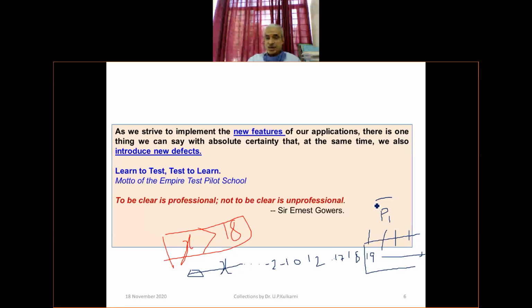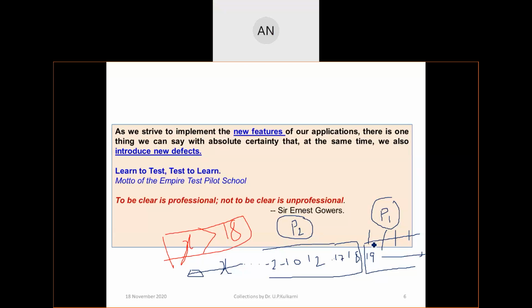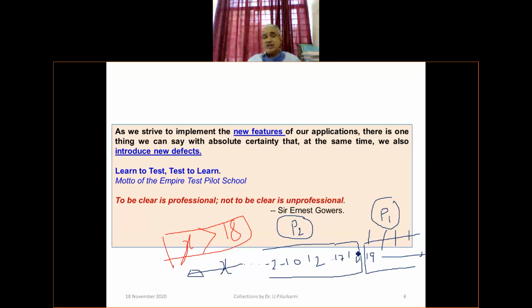So one partition is like this, where 19, 20, 21 all produce the same kind of behavior, greater than 18. Now 18 is different. 18 and below is different. This I call partition number 2. Ashish, do you agree with this? Yes, yes. Right. Now look at that.